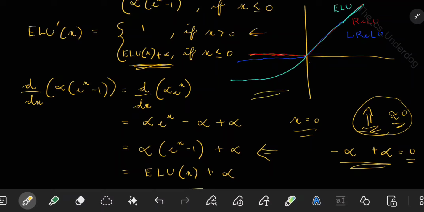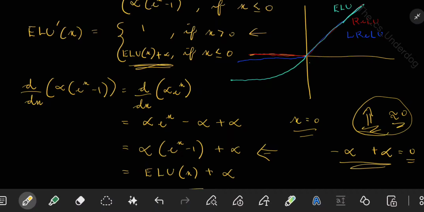When x becomes very large on the negative side, okay? On the negative side, when x becomes very large, slope approaches 0. So initially slope is large and then slowly slope is approaching 0 with time. This is how on the negative side it is behaving. What about the positive side? On the positive side, slope is always 1. This is it about ELU.